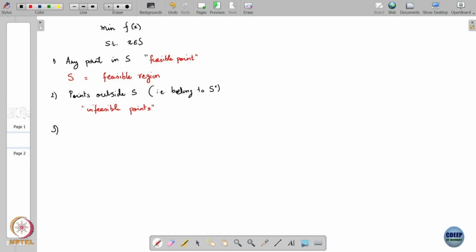Now, when we are looking for solutions, now that we know at least one solution exists, the way we look for solutions is the following. We can talk of many different types of solutions. The first kind of solution is what is called a local minimum.